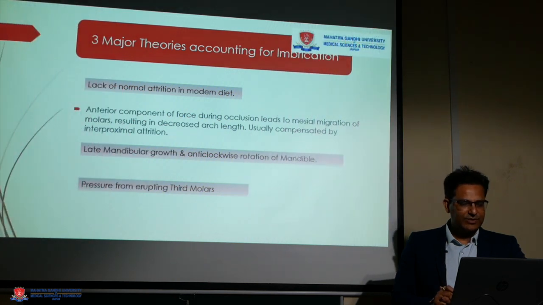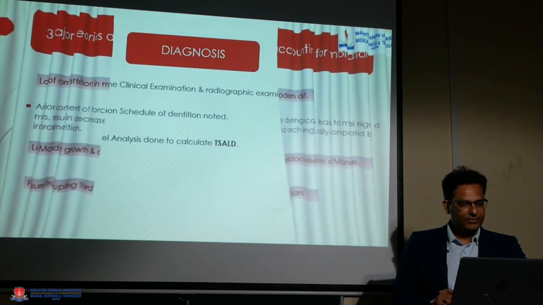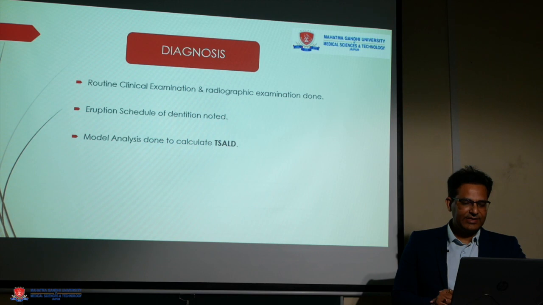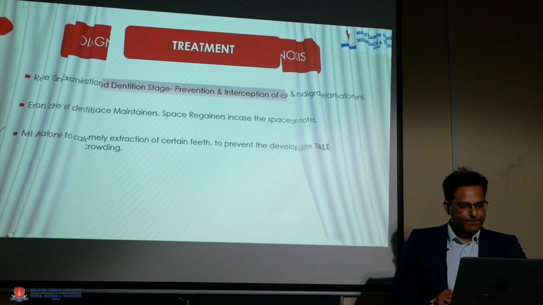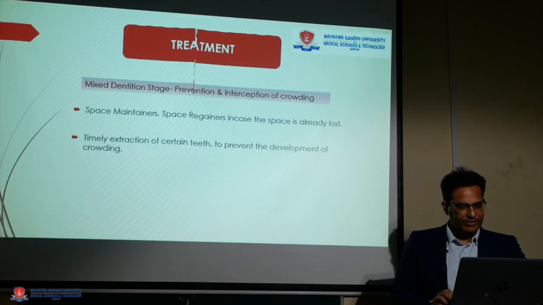So the major theories which account for imbrication are lack of the normal attrition in modern diet, late mandibular growth and anti-clockwise rotation of the mandible, and pressure from the erupting third molars. So diagnosis involves a routine clinical examination and radiographic examination, examination of the eruption schedule of the dentition, and the model analysis is done to calculate the tooth size arch length discrepancy. In mixed dentition stage, it is important for us to prevent and intercept the crowding using space maintainers and space regainers, and timely extraction of deciduous teeth to prevent the development of crowding.